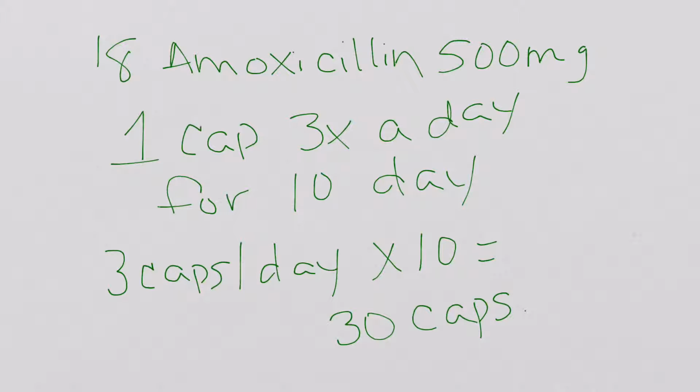Number 18 is amoxicillin 500 milligram capsules. Take 1 capsule 3 times a day for 10 days. We're trying to figure out how many needs to be dispensed. They're taking 1 capsule 3 times a day, so that's 3 capsules per day. And if they're taking it for 10 days, you would just multiply those, and you would need 30 capsules to fill this order.